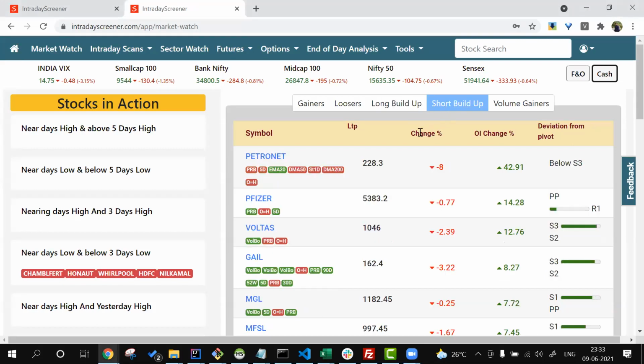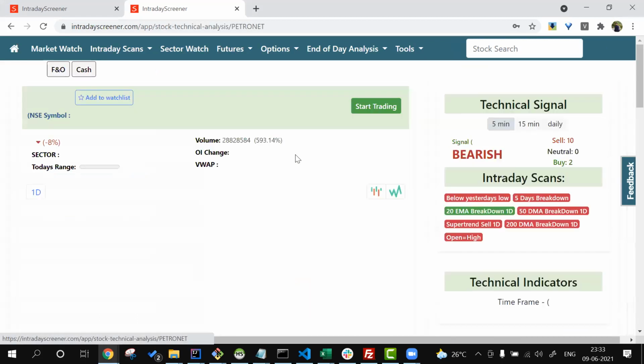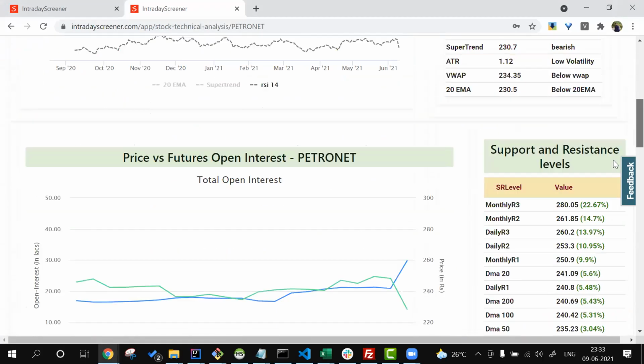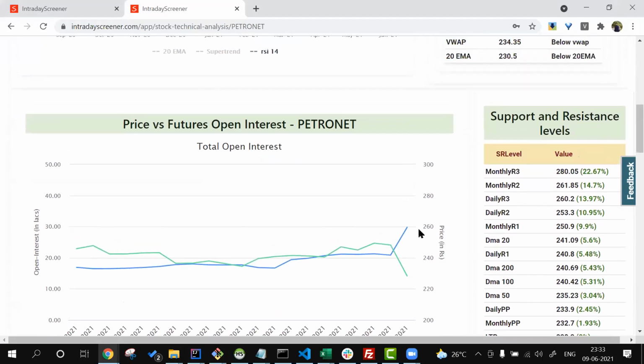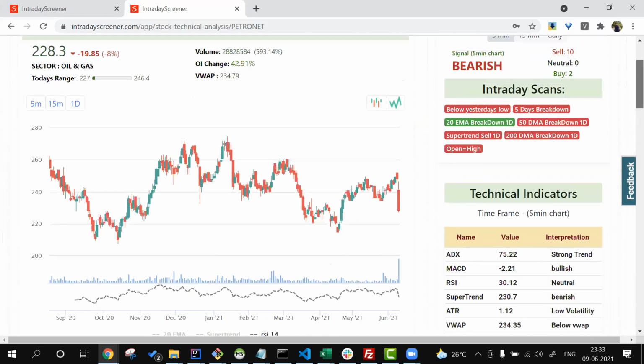Similarly, you can see here short build up. Short build up shows you all the stocks where there is a fall in price and there is an increase in open interest. It means that traders have built short positions. For example, if you open Petronet LNG, you can also see that its open interest has increased over the last few days and price has decreased. That means traders are building short positions. This is just an example.